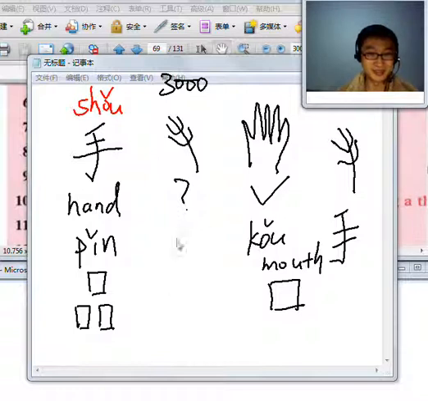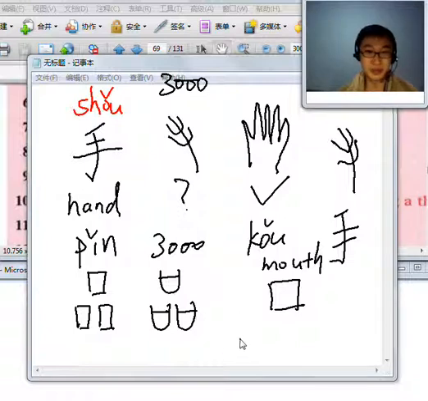Let's look at 3,000 years ago. They wrote the character like this. Still like mouths, right? But it means stuff or things, like they put something together, right? It means just something they put on the ground or somewhere. So the character just means the stuff, the thing.